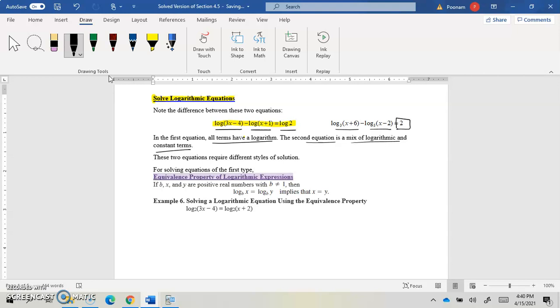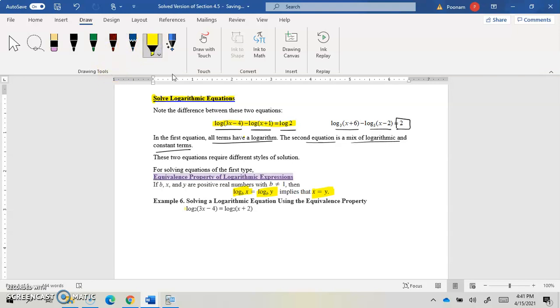The first one can be solved using the equivalence property of logarithms, which states if we have log of x with base b equal to log of y with base b, if the base is the same on both sides and both sides of the equation are logs, then the arguments should be equal to each other. x should be equal to y. Let's use this property here in example number 6. Solve the logarithmic equation using the equivalence property.